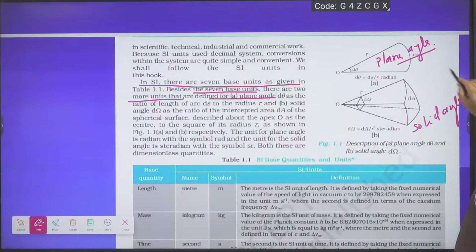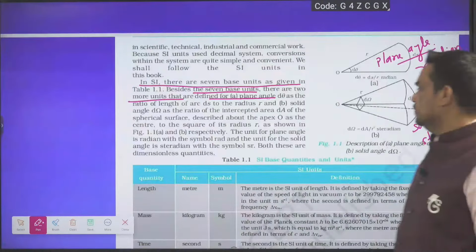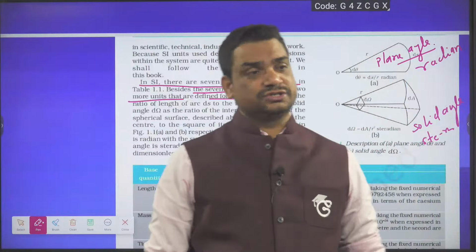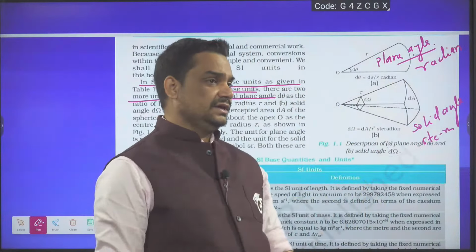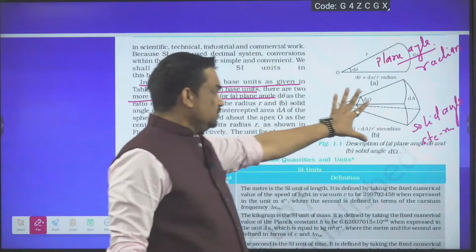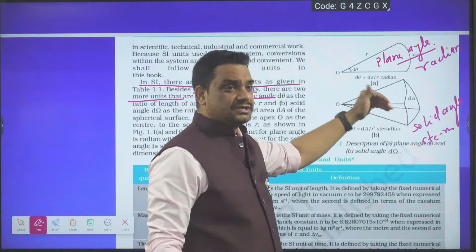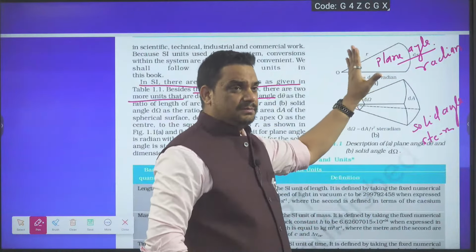Okay, the plane angle unit is radian, and this one is the steradian. So these you have to remember, radian as well as steradian. Two more units are there. This is the formula written here. You might have used these things in electrostatics or somewhere, but here you will remember that we have two more in this one.